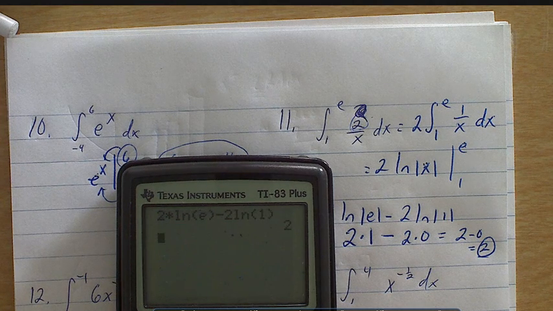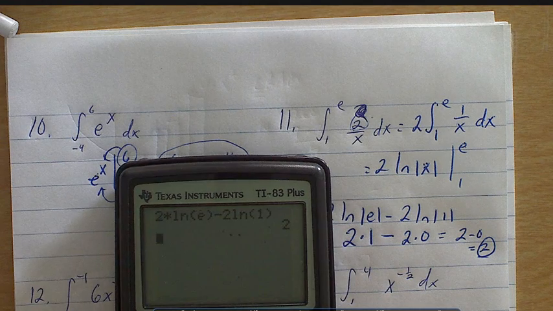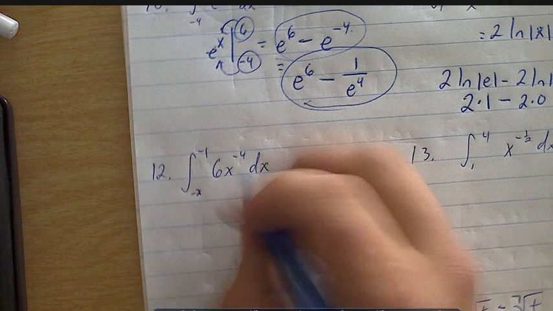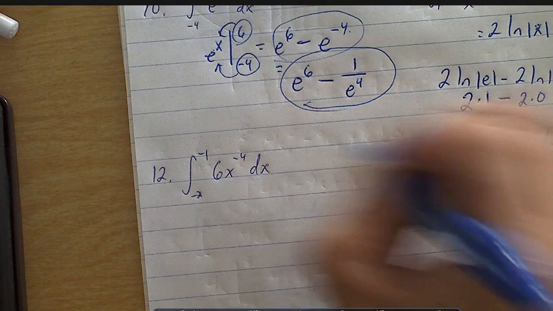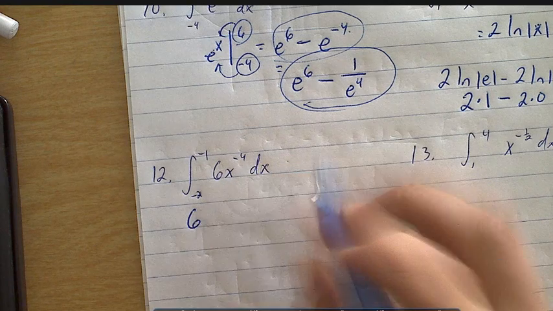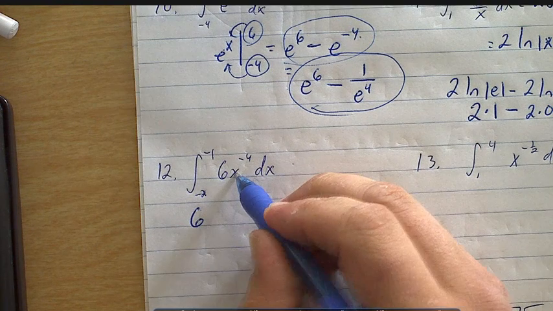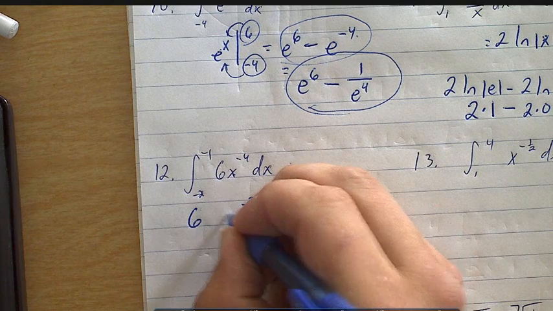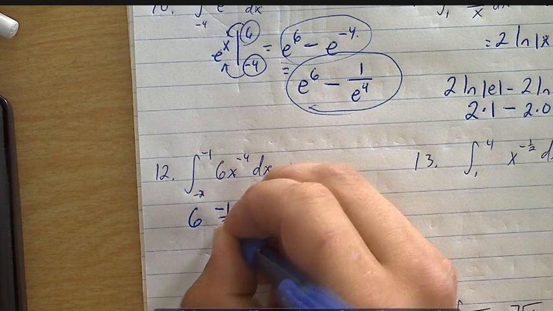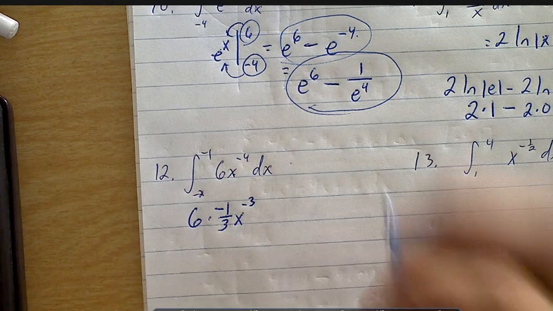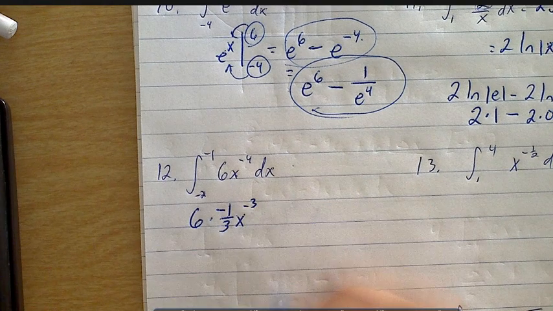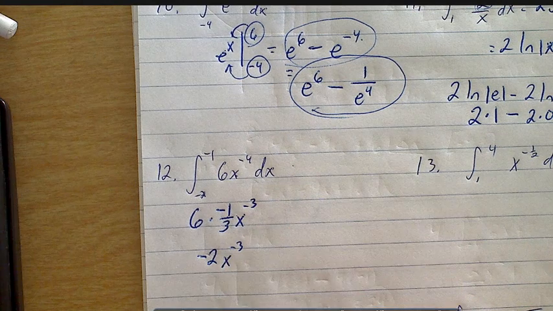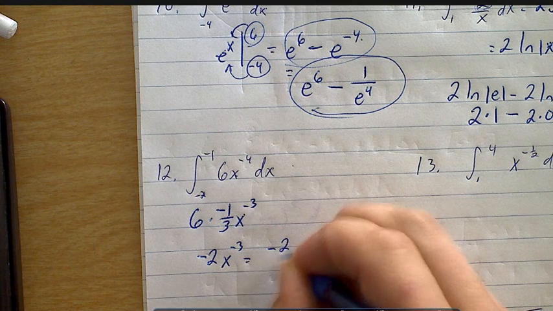Okay, number 12, antiderivative. I have the 6 out front. So now I add 1 to the exponent. So -4 plus 1 is -3. And I divide by the new exponent. So 6 times -1/3 is -2. X to the -3, which is the same thing as -2 over x to the third, evaluated from -2 to -1.